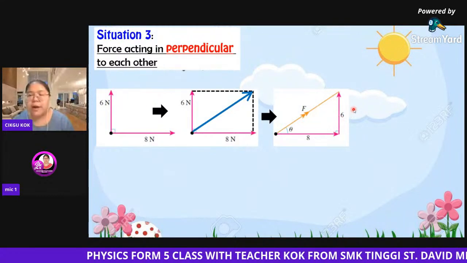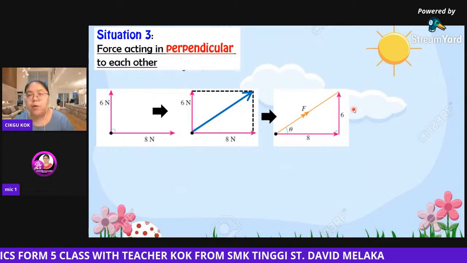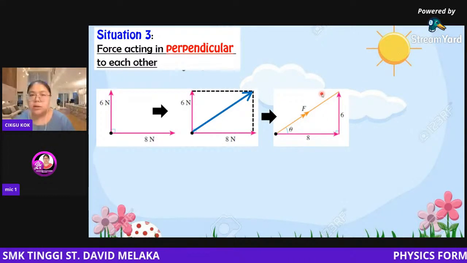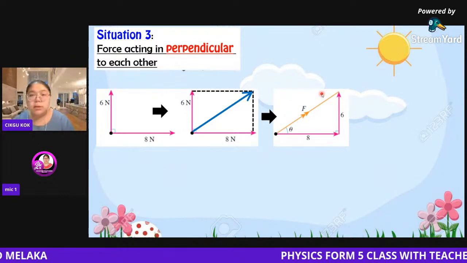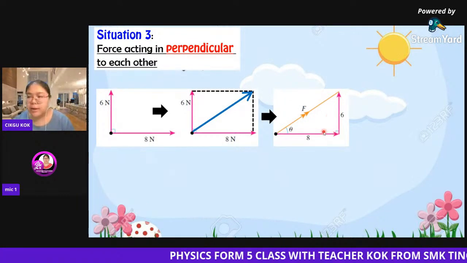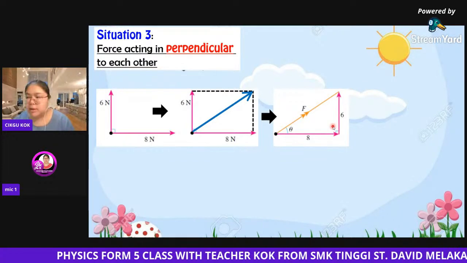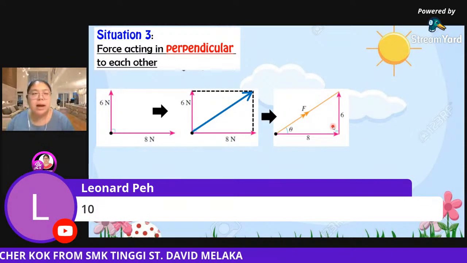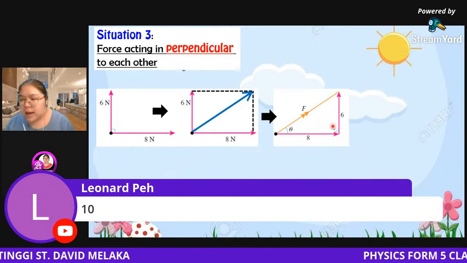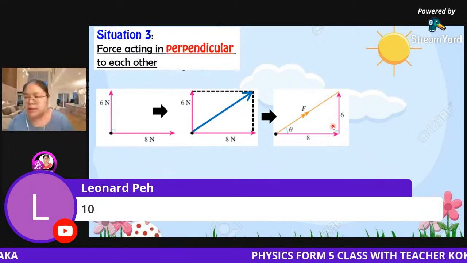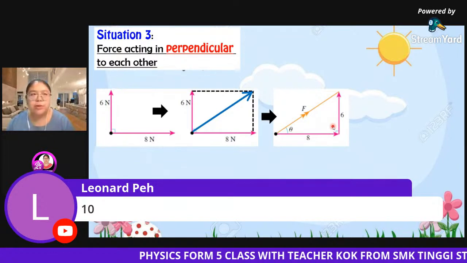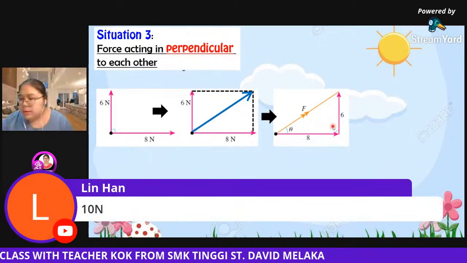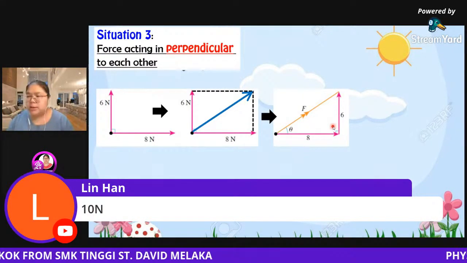For this one you can memorize because you learned about it in maths. 3, 4 must be 5, is it? So 6, 8 must be... So the students, you can write here. I just wait for your answer. Okay, Lena, they show me already. Lena Pay shows me the answer is 10. 10 what? Ling Han is correct. Ling Han gives me the answer 10 Newton. So remember to add the unit Newton. Okay, so Ling Han's answer of 10 Newton is correct.